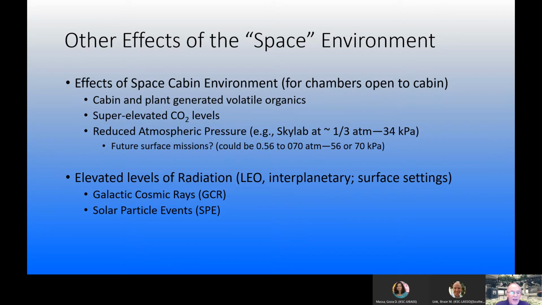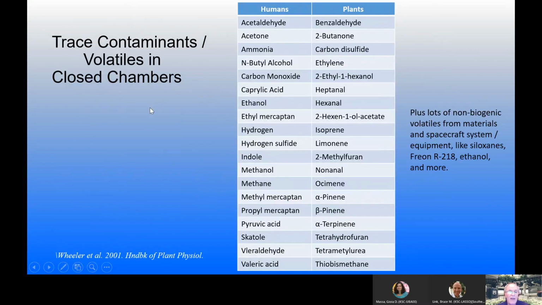And of course, as you get into space, depending where you are, you're going to have different radiation environments. That's not really my area of expertise, but this is clearly an important area in terms of the environmental influences on plants and all living things, especially when you get beyond the protective magnetic fields of the Earth. Some examples of trace contaminants, trace volatiles that can build up.